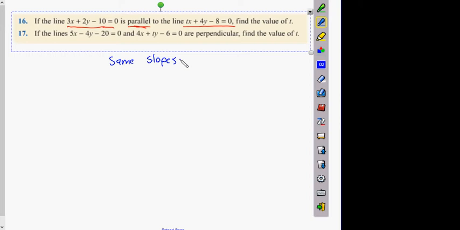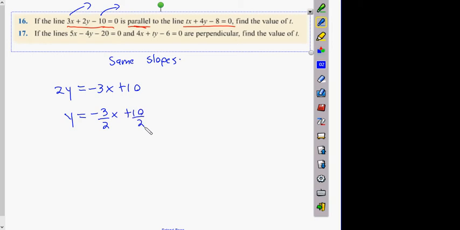Now, what you would have done recently is you find the slope of each one of them, then you compare, you put them equal to each other. That means they're the same. So I'm going to move the 10 and the 3x over to the other side, and what do I get? 2y equals minus 3x plus 10. Then what's y on its own? Y equals minus 3 over 2 x plus 10 over 2.